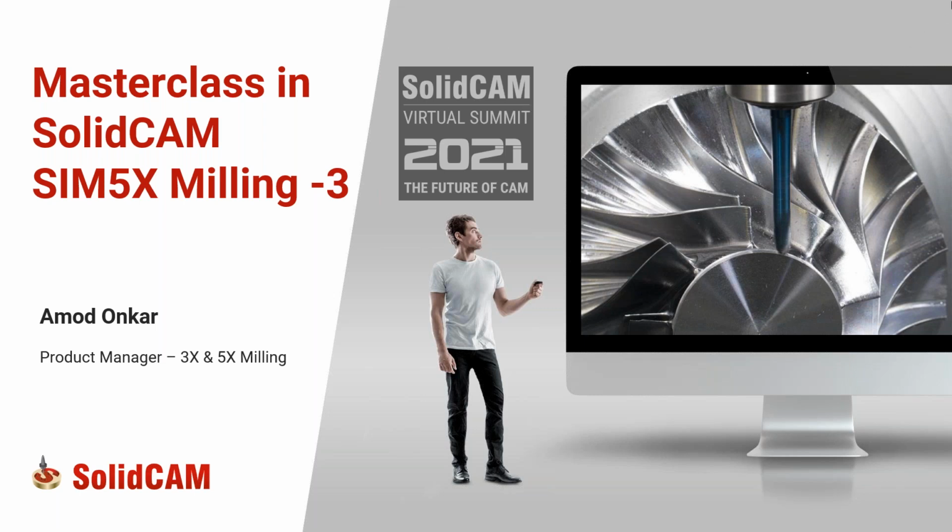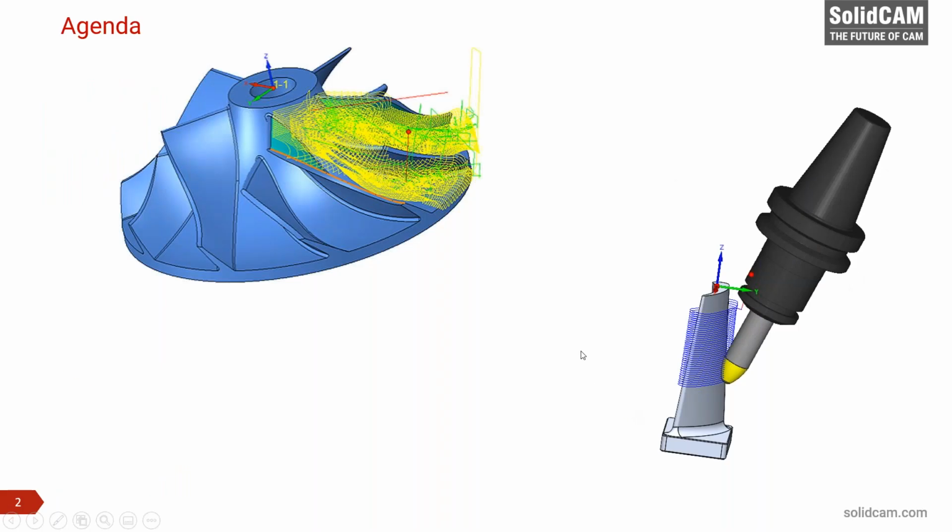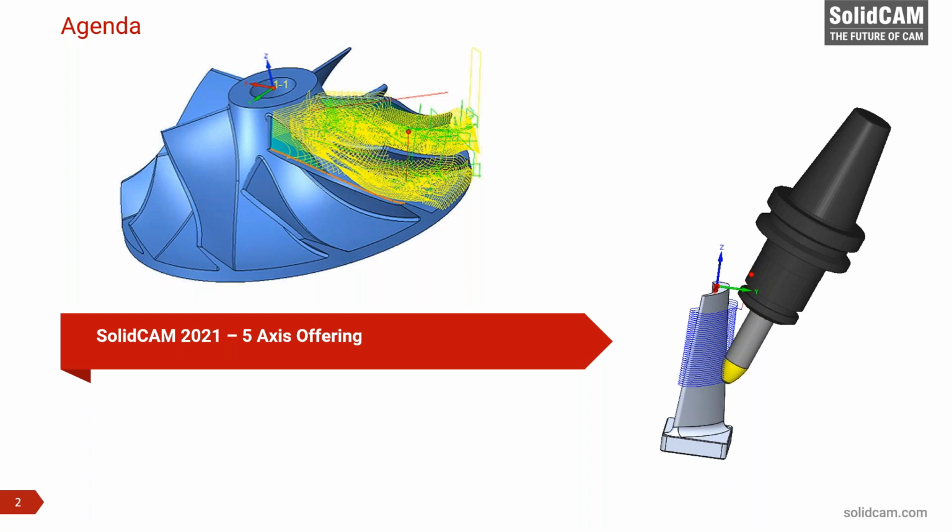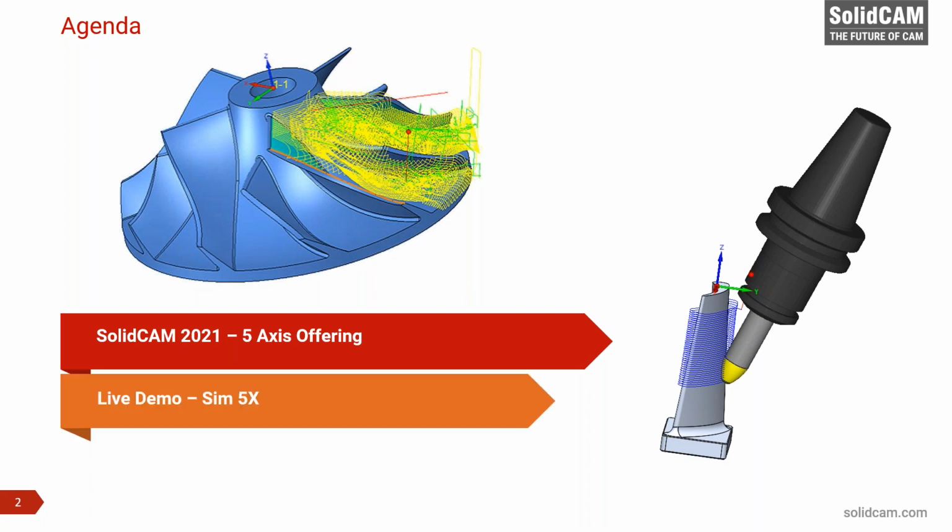Hi, thank you for waiting. So today is the final session of our masterclass, part three of SolidCAM simultaneous five axis milling. As usual in our past two segments, we have our agenda where we will again look at the five axis offering of what we are giving with SolidCAM. We will also see the demonstration on parts, on the modules that we are going to explain and see. And then finally, today we are going to have the summary of the entire three sessions.